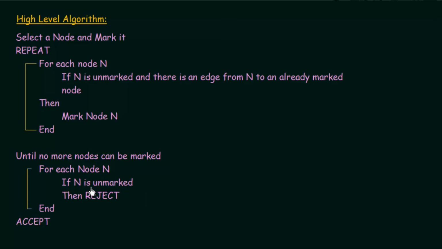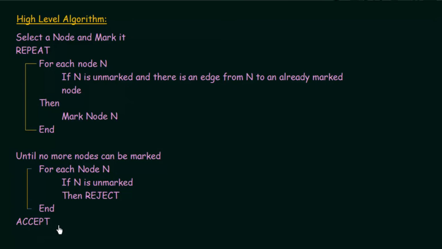So if you find that any of the nodes is unmarked, then we reject. And by rejecting we mean that it is a no. That means the answer to our question is no. And what was our question? Our question is whether the graph was connected or not. And if this part doesn't occur, that means if all the nodes are marked, then we accept. So this is the high level algorithm for this.